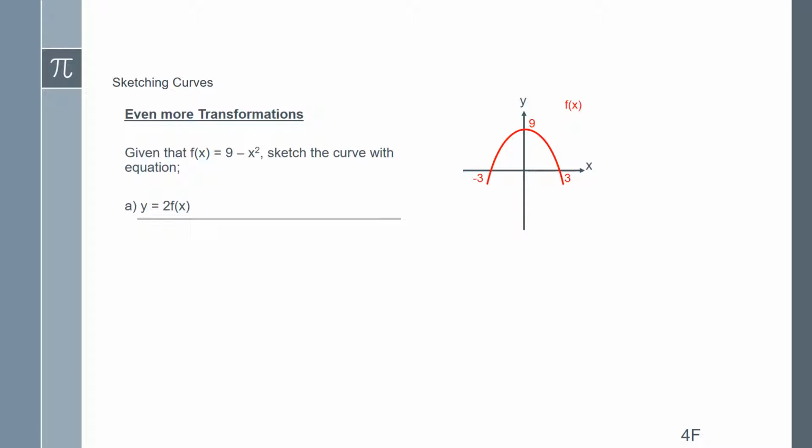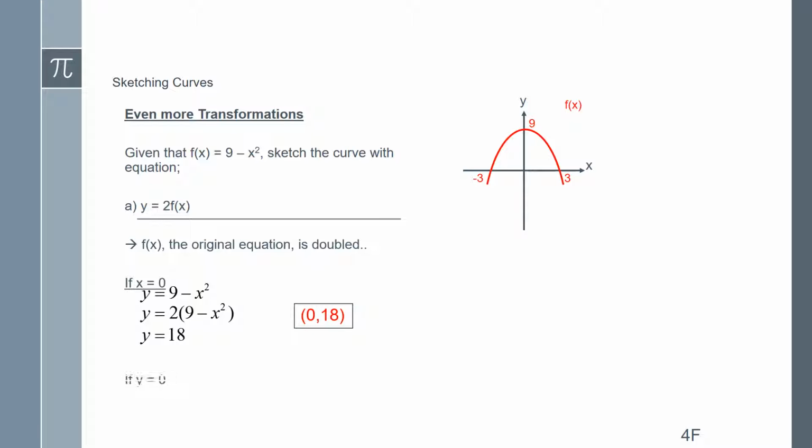Now 2 times f of x. The original equation is doubled. So when x is 0, we get y equals 9 minus x squared, but now we've got 2 lots of 9 minus x squared. So 2 lots of 9 is 18. So now the y-intercept is at 18.